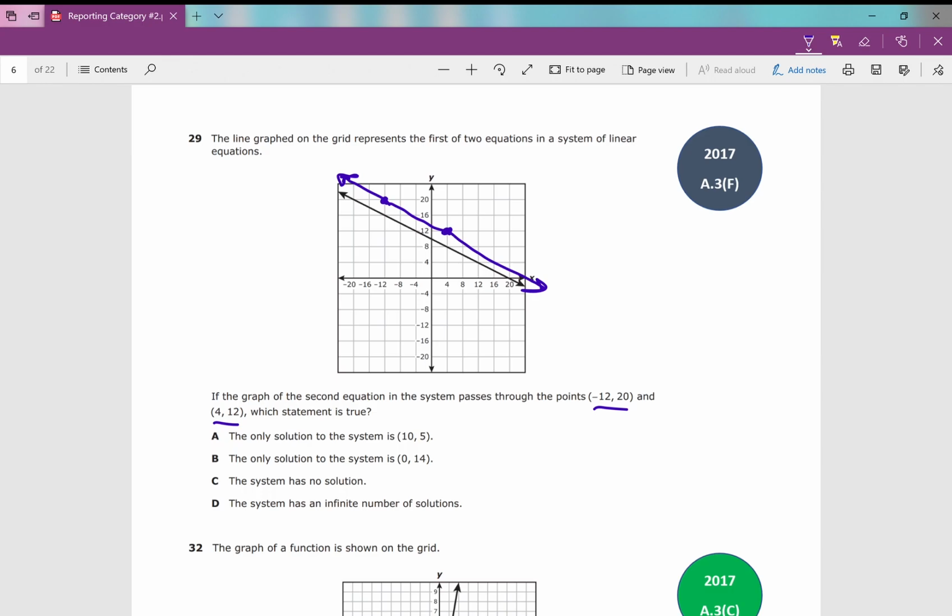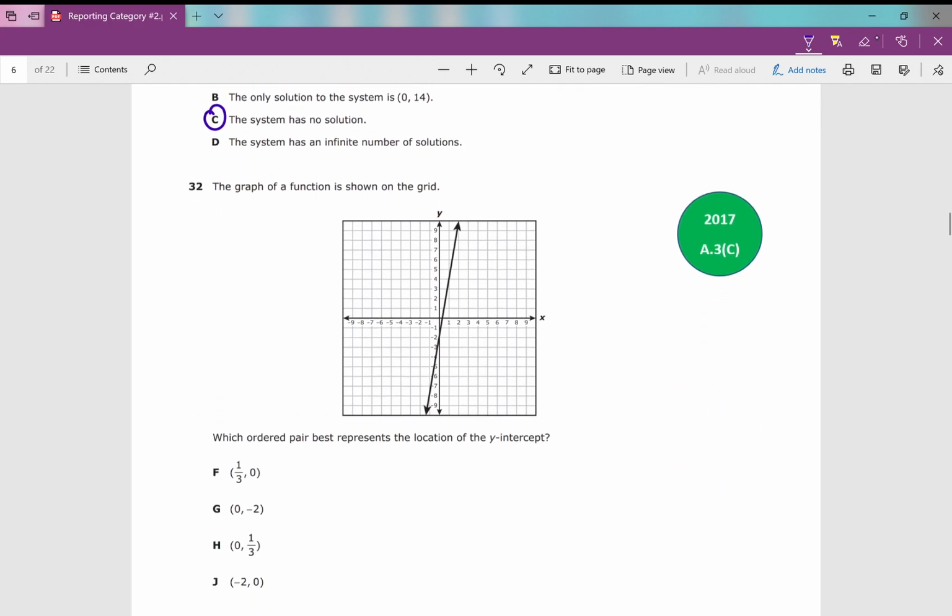So when I think of a system of linear equations, the solution to a system is the point at which the lines intersect. If they never intersect, what's my solution? No solution. They're never going to intersect. There's no solution. Moving on to number 32.